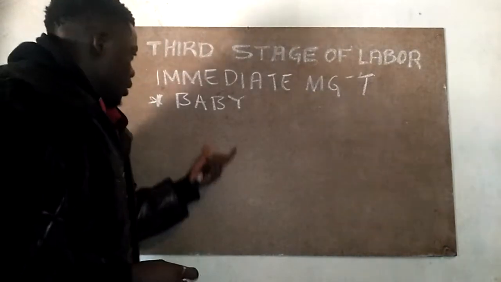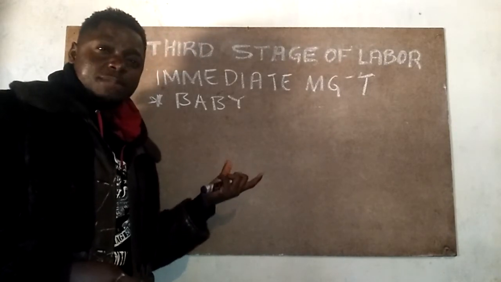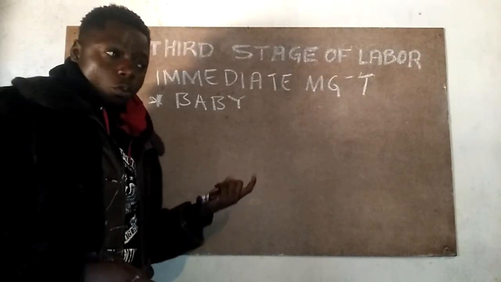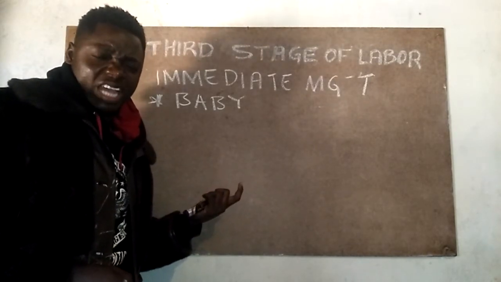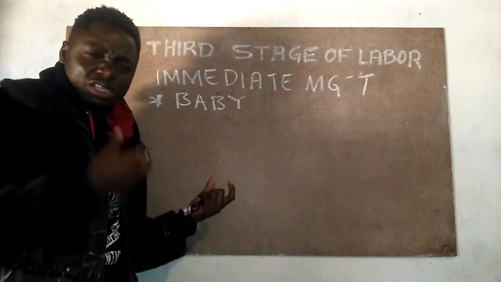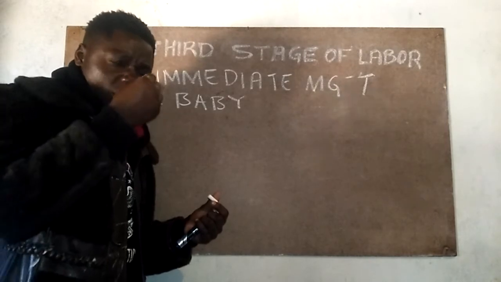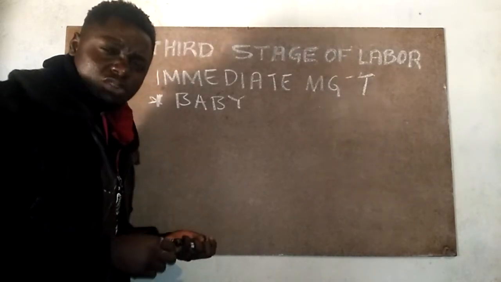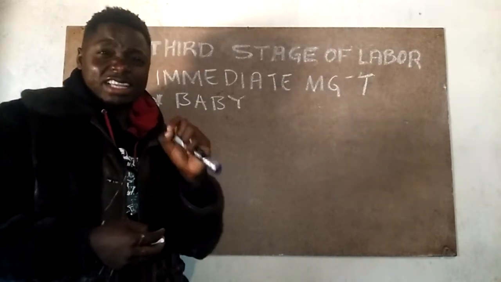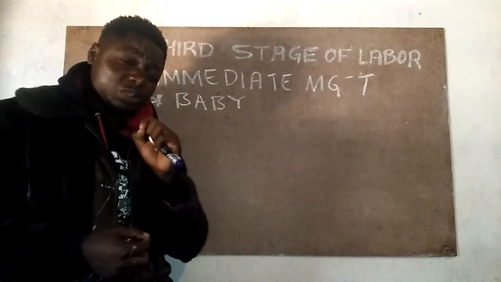What do we do to the baby? Since we are in the third stage of labor, the baby has just been born. We wipe the baby to prevent hypothermia. Immediately the baby is born, we clear out the nose if there are any secretions, and the mouth. We clear the eyes of the baby from inside outwards to prevent the spread of infection, in case the baby encountered any infection as it was sweeping the mother's perineal area. So very, very important to note that.